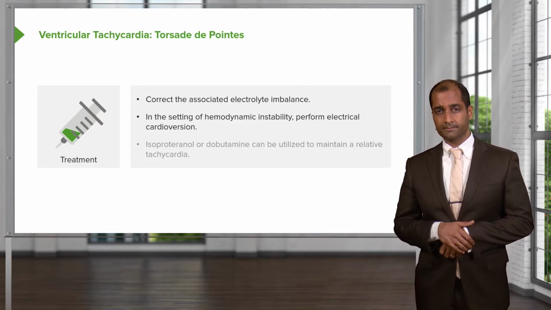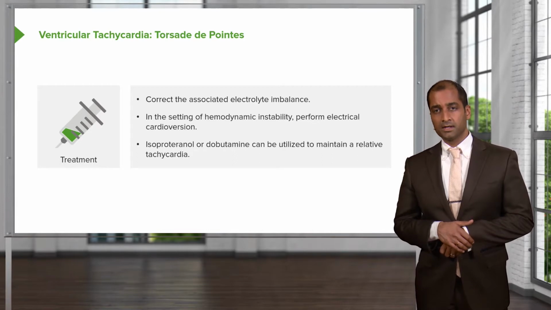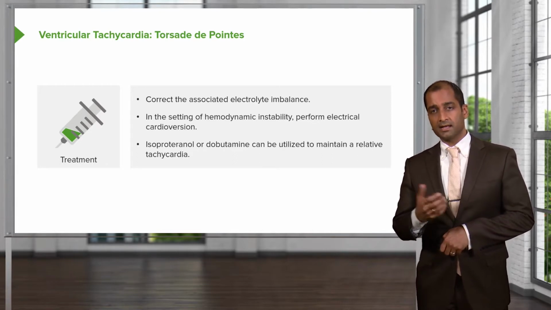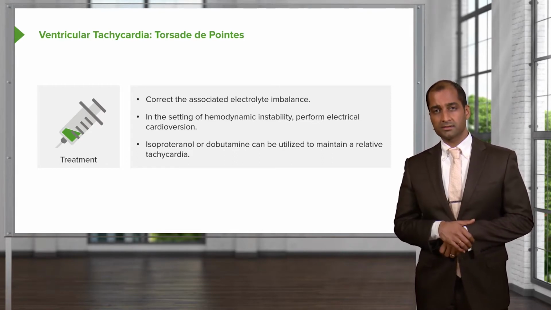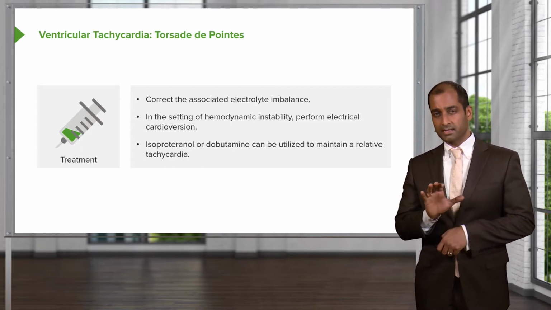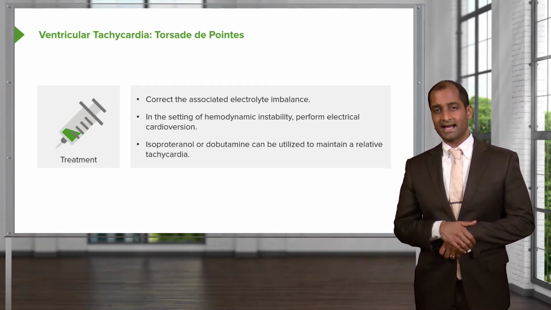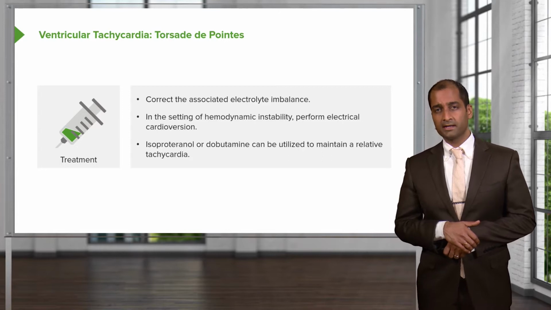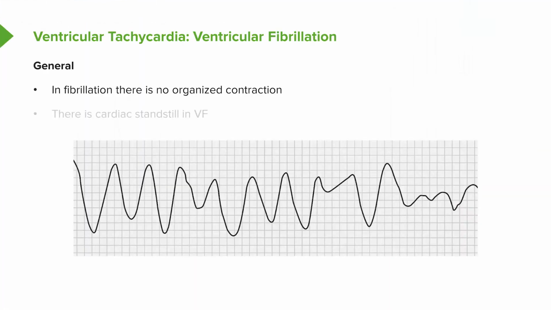Okay. Good. Isoproterenol or dobutamine. What about these? Well, this could be used to maintain a tachy rhythm. So maybe, just maybe. So just keep that in mind. A non-selective beta agonist, isoproterenol, dobutamine, a selective beta 1 agonist.